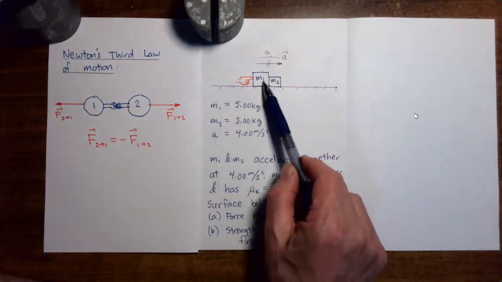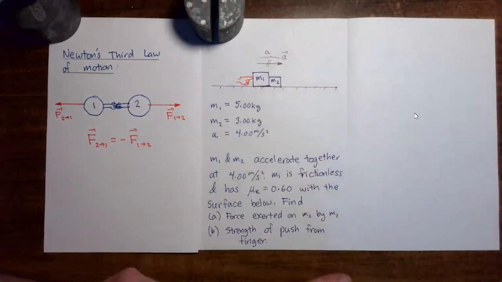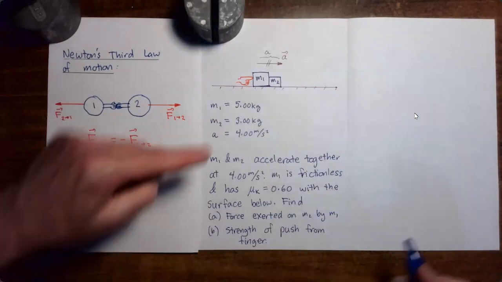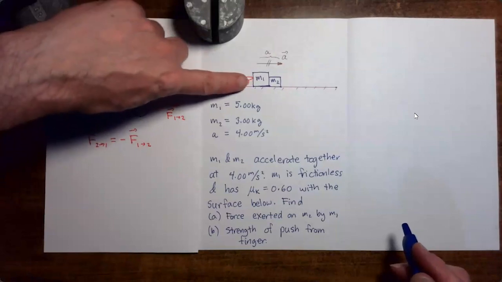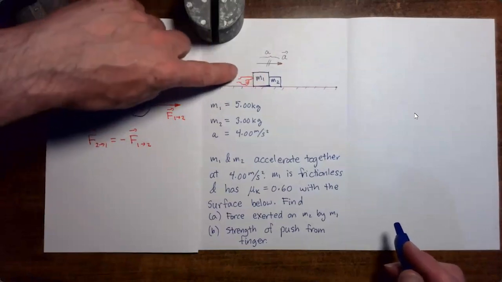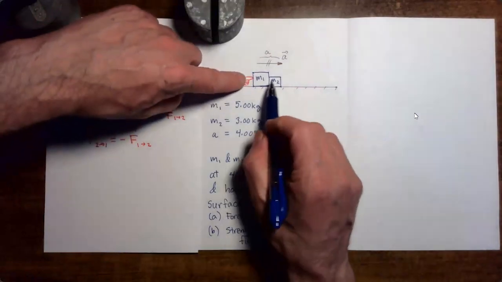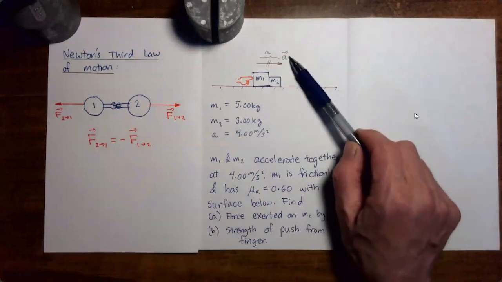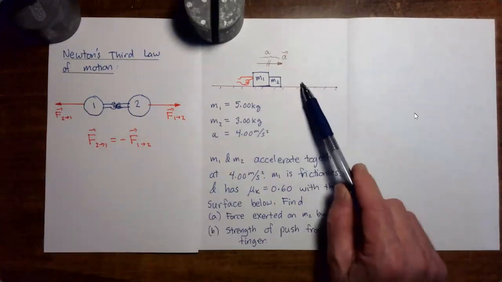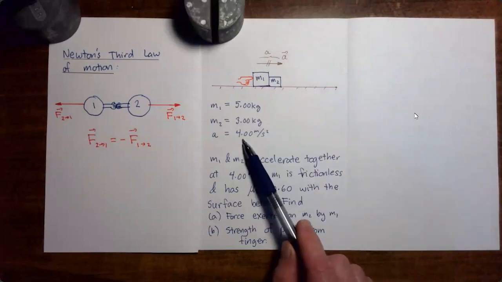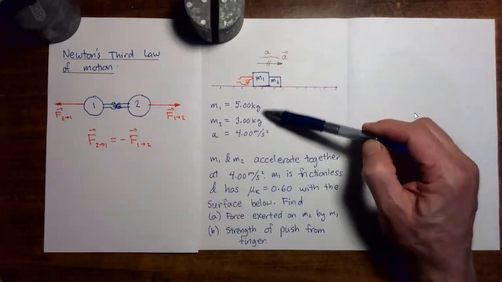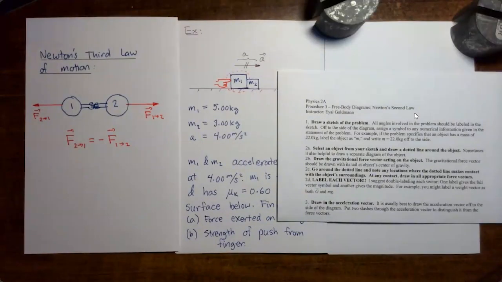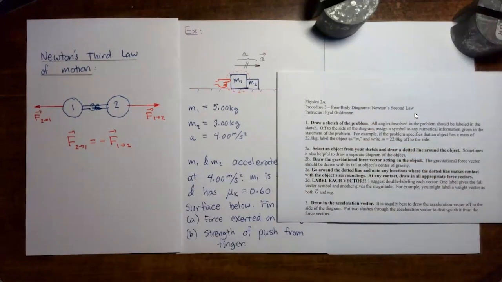I have two masses which are touching each other. The masses are being pushed along a horizontal floor, and specifically what's happening is that we have a finger pushing on mass 1, and the finger pushes on mass 1, then mass 1 pushes on mass 2, and the two masses move together at the same acceleration. That acceleration is rightward and has a magnitude of 4 meters per second, and here I give the values of those masses.